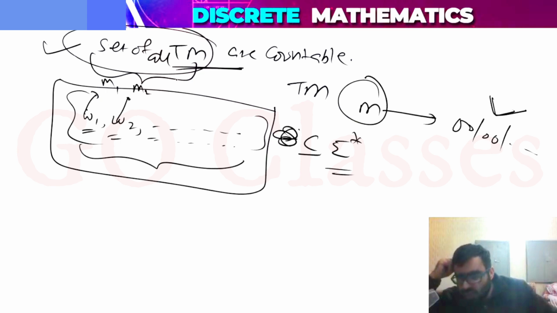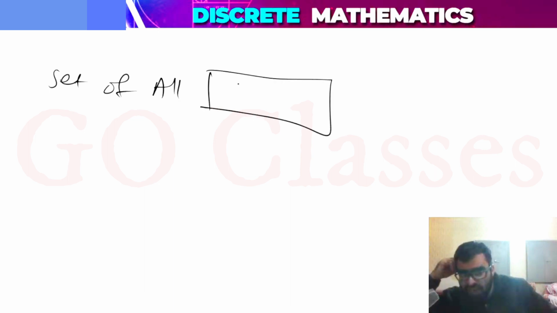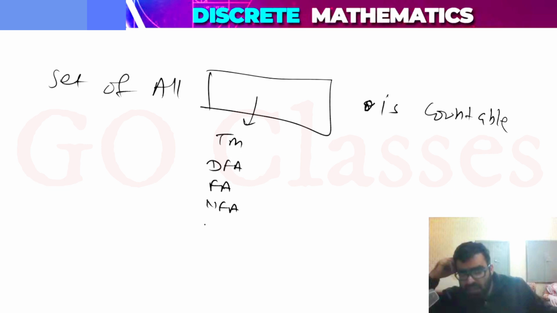Similarly, remember, the set of every finite description is countable. Instead of Turing machine, you can put any finite description. What I am saying is this: the set of all, and here you can put any finite description, is countable. You can put Turing machine, DFA, NFA, grammar, regular expression, any finite description. All these are finite descriptions.